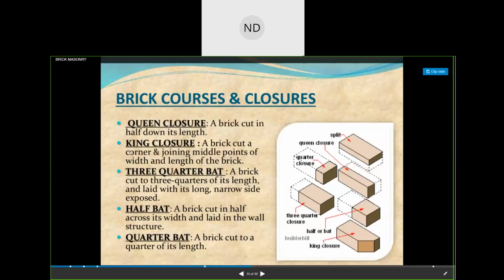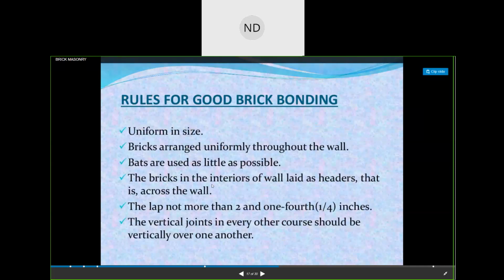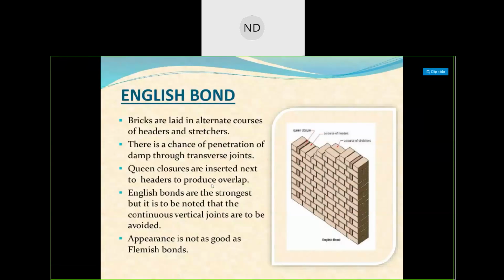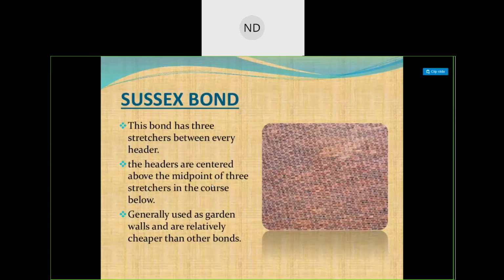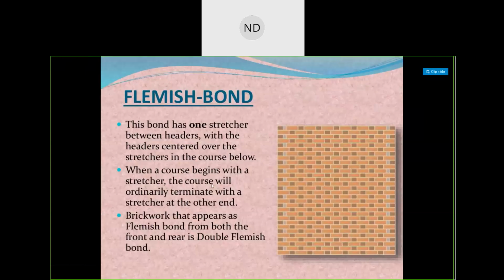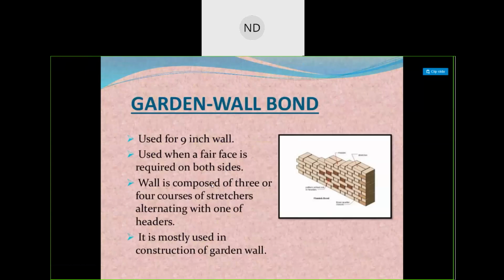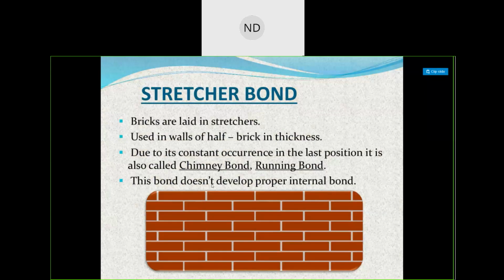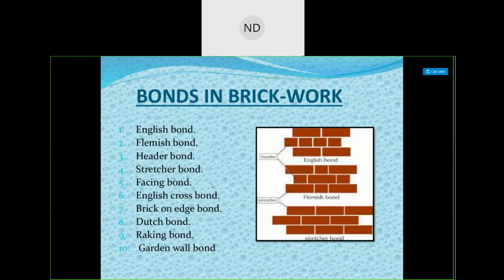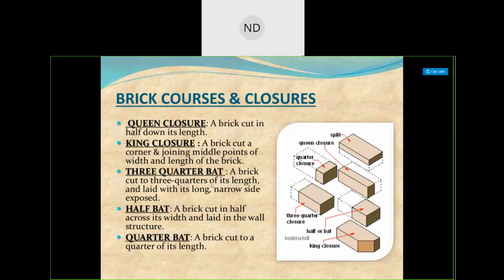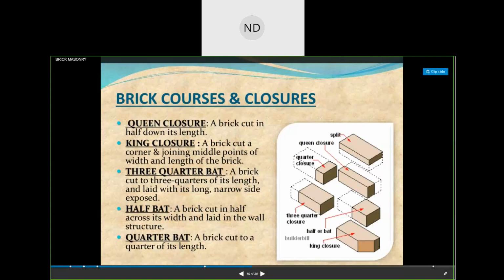Next class we'll be talking about these. We'll start with this. Okay, the brick courses and closures, queen closure, king closure, all these things we'll do. We'll go into their orientations, rules, etc. Their bonds. These are different bonds. Flemish bond, English bond. These things you have to know. Very important. Flemish, English bonds. Also garden wall bond, header bond, stretcher bond. What are those things? Okay. So in the next class we are going to talk about these. With the help of these closures, we'll check what the English bond and Flemish bond are.